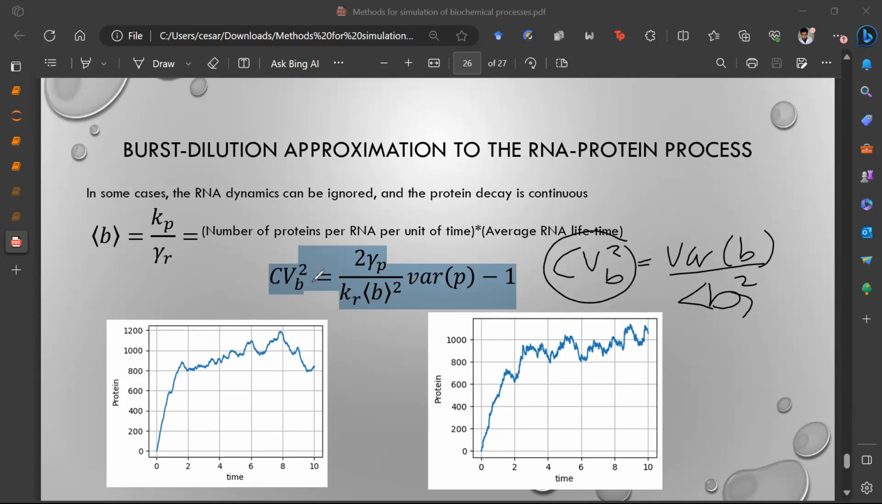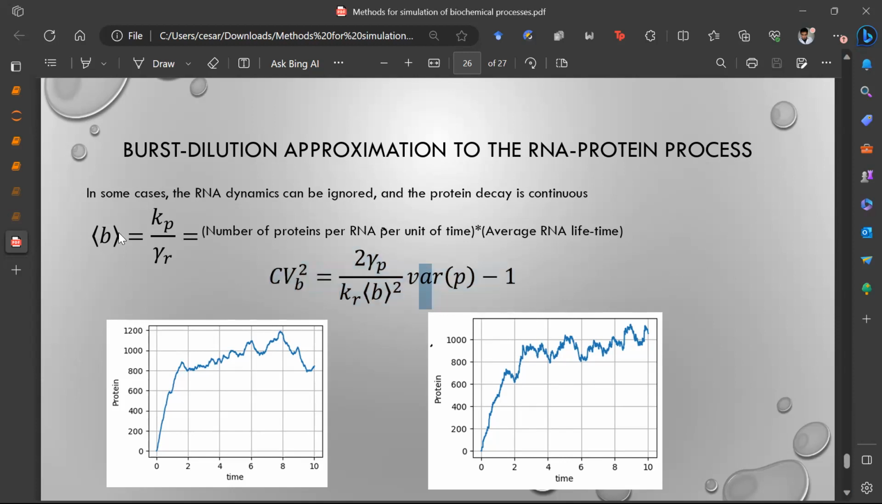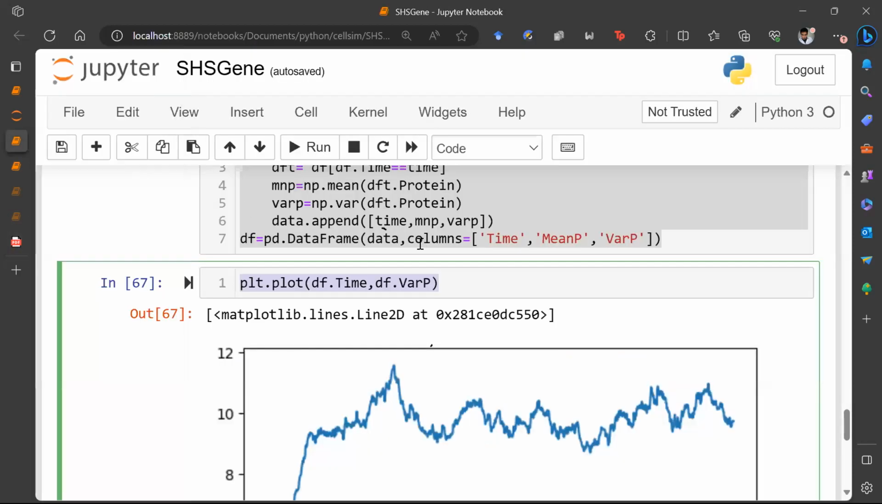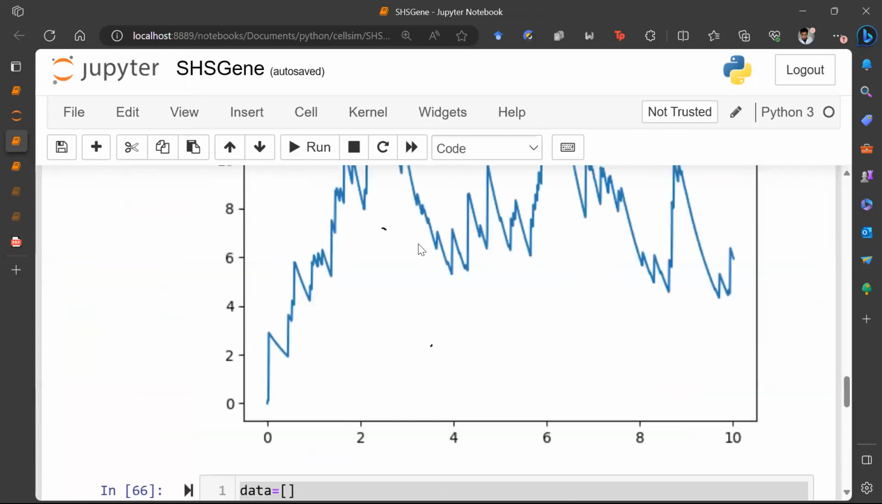Why do I need the CV square? Because this CV square is arbitrary, it can have any positive value, so we have to model it using gamma distributions. And remember that gamma distributions need the mean and the CV square of the process.